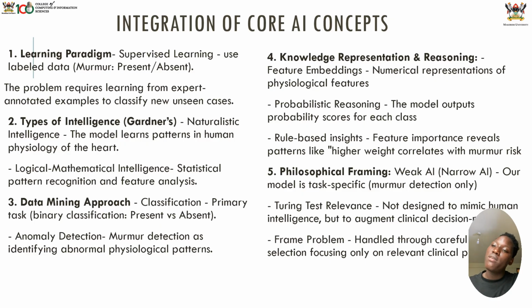In the fourth point we have knowledge representation and reasoning. The feature embedding is a numerical representation of the physiological features. Probabilistic reasoning: the model outputs a probability score for each class. The rule based insights: feature importance reveals patterns like higher weight correlates with murmur.